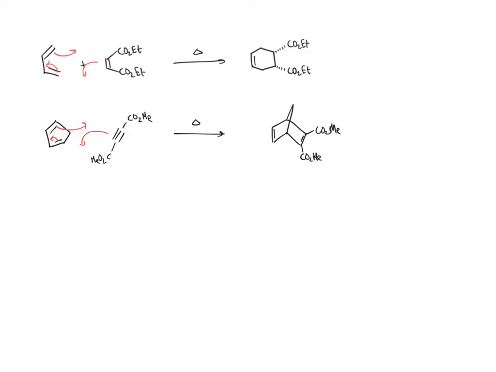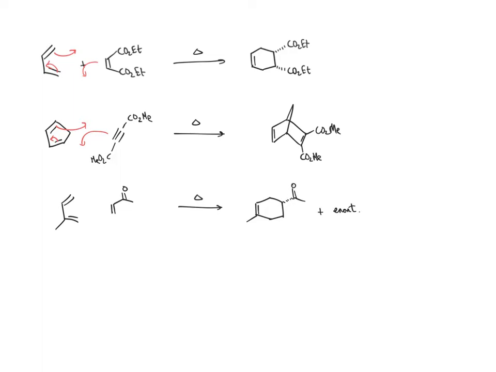Okay, so we have some other examples that we can choose. So this one here, this diene reacts with this dienophile, and it's going to give us a particular product. And this one is going to be this product here. But we also get the enantiomer.